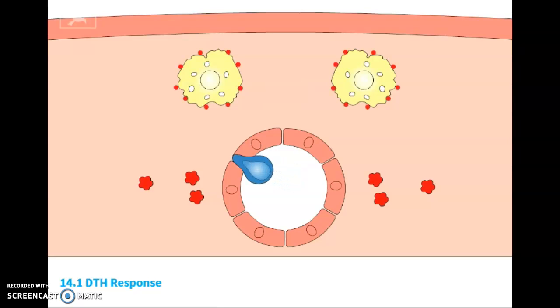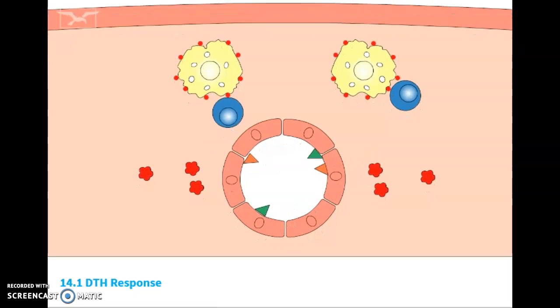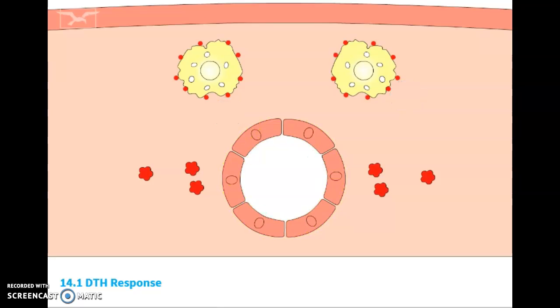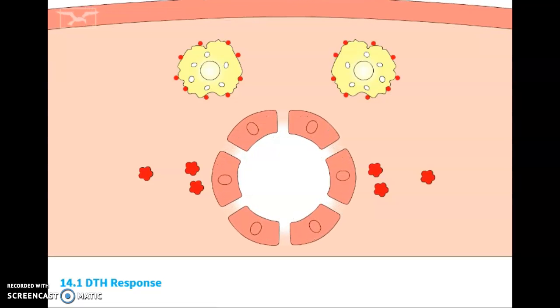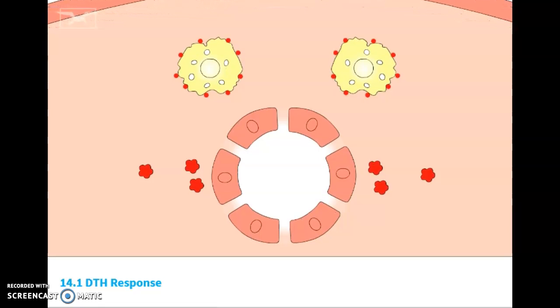When memory T cells specific for this antigen encounter the processed antigen, they activate the production of a number of cytokines, including TNF-alpha and IL-1, which act on local blood vessels. TNF-alpha and IL-1 activate the vascular endothelium, which results in a number of inflammatory effects. The tight junctions between the endothelial cells loosen, allowing fluid to pass out of the blood vessels and cause local swelling.